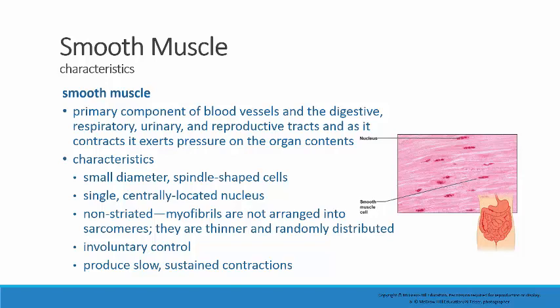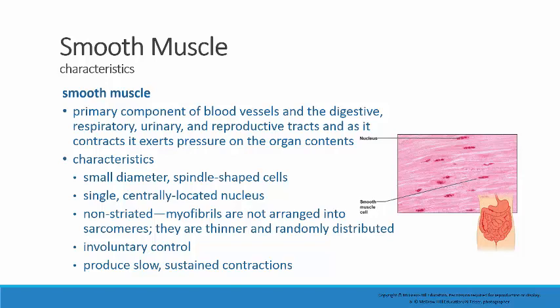Smooth muscle is found entirely in the internal organs of the body, with the exception being the heart. So it's the major component of most of the blood vessels, and the digestive, respiratory, urinary, and reproductive tracts. Its function there is to contract and exert pressure on the contents of whatever tract or tube that it surrounds, and in that way help to move whatever the material is that's inside that tube forward.